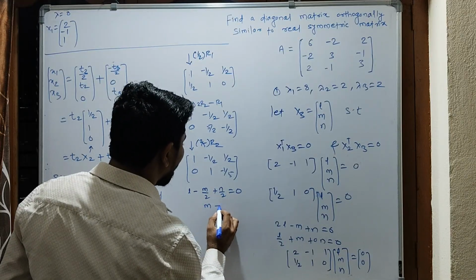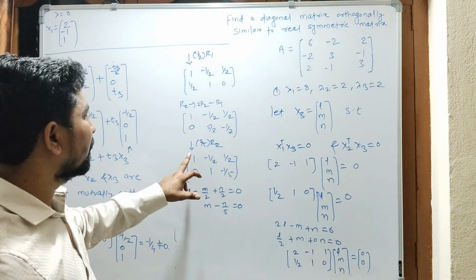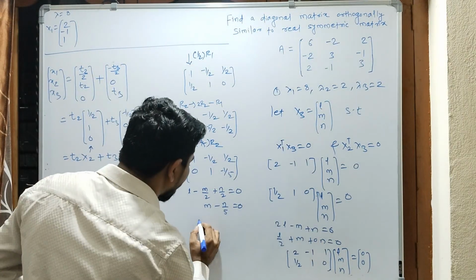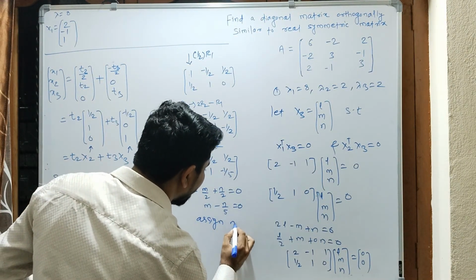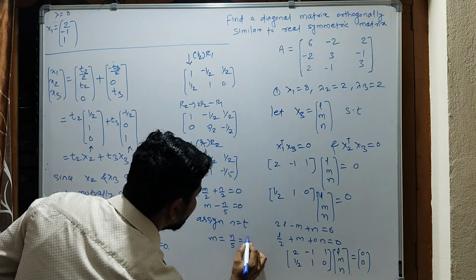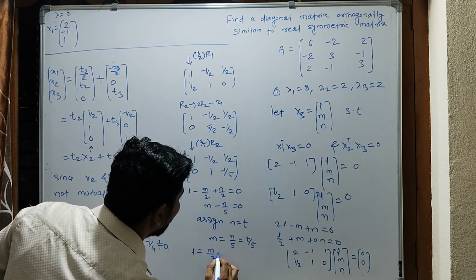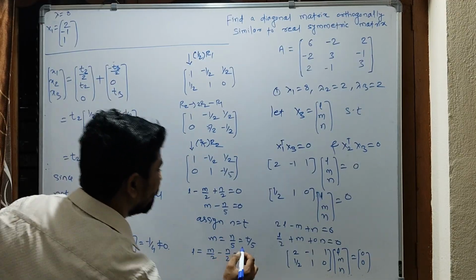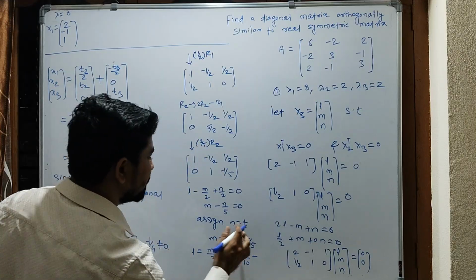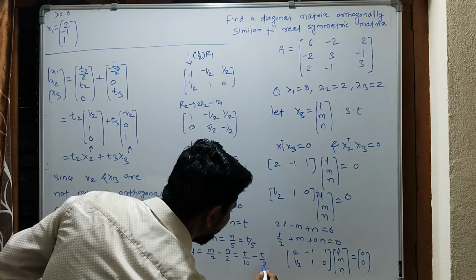Here from here m minus n by 5 which is equal to 0. Here corresponding to L I have pivot, corresponding to m I have pivot, corresponding to n I don't have pivot. That's why assign n equal to t. Therefore m equal to n by 5, which is equal to t by 5. Therefore from here L equal to m by 2 minus n by 2, which is equal to, m is t by 5, here this is 10 minus n is t by 2. So here this is 2.